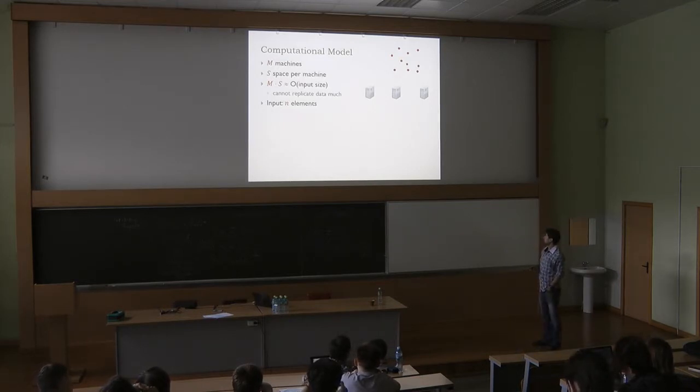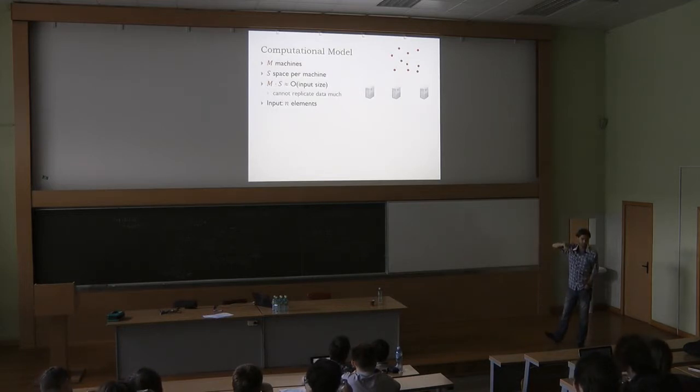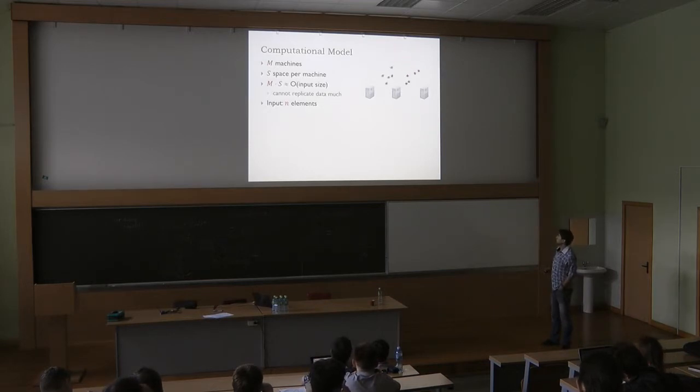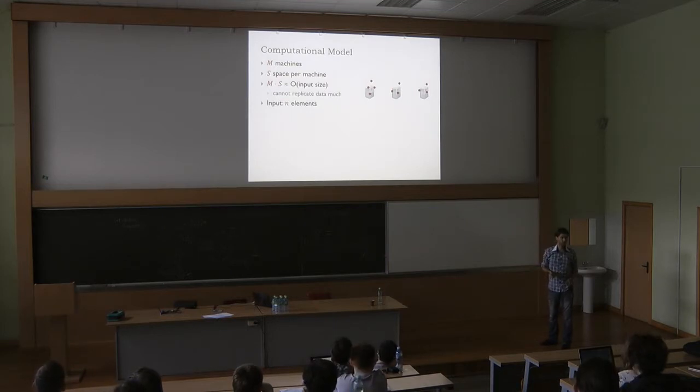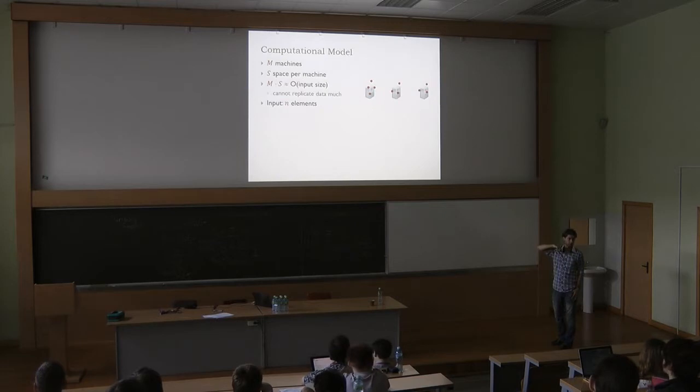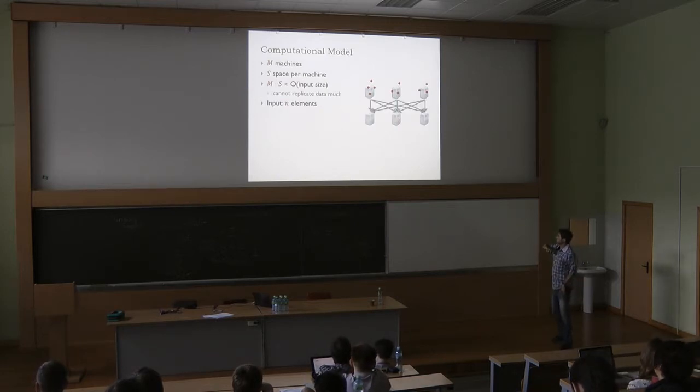Okay, so how does it start? This is the cloud of elements. Think of this as either the numbers to sort or, say, vertices of the graph or something of the sort. At the beginning, they're distributed arbitrarily between these machines. Okay, this is the model, right? Basically, each machine roughly gets a 1 over m fraction of the input. So the computation goes in rounds.